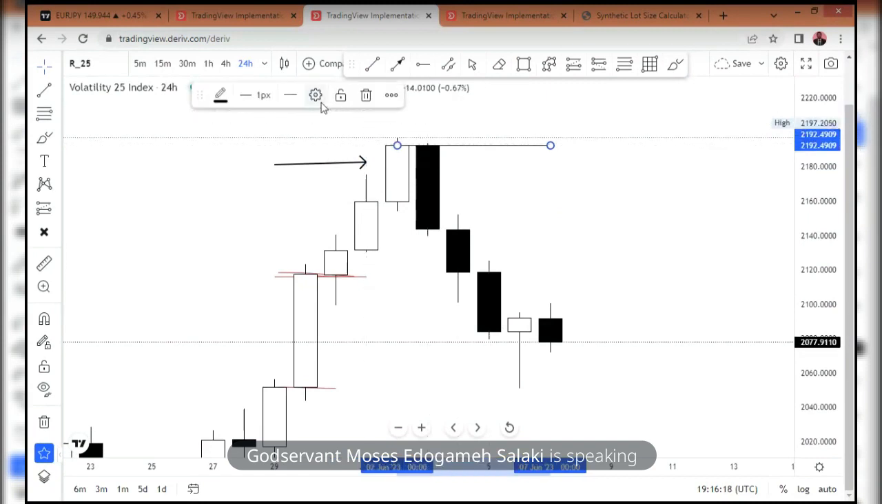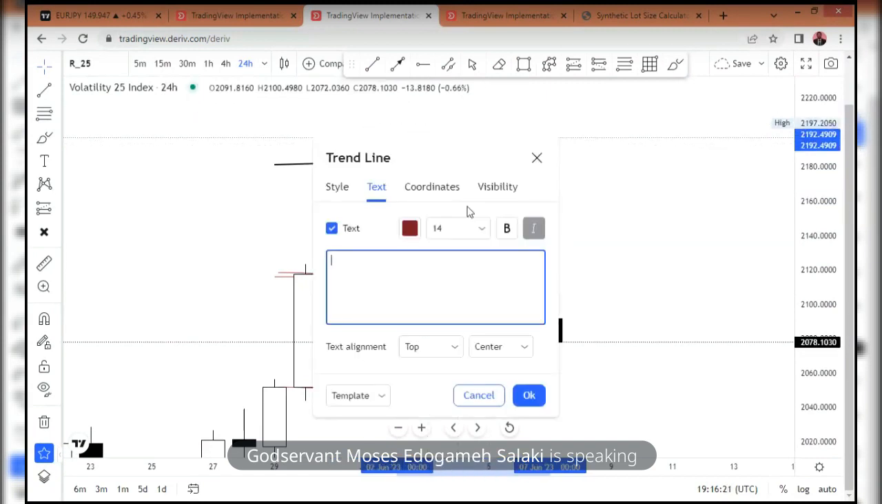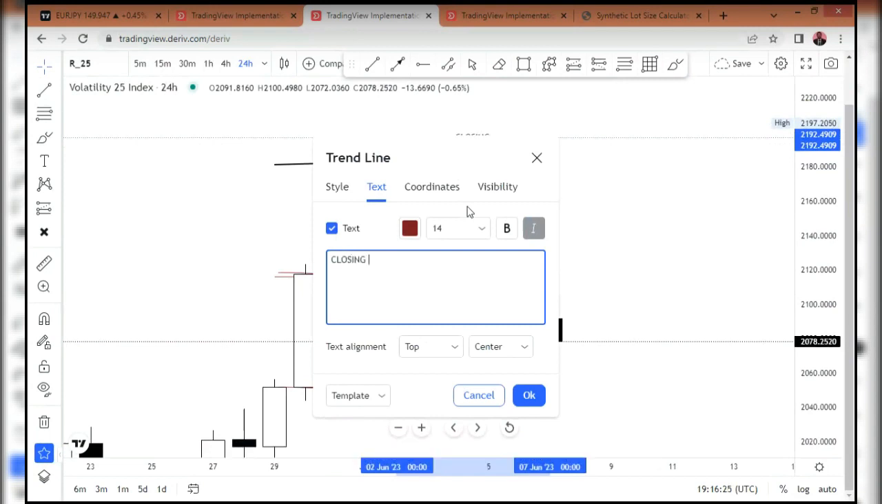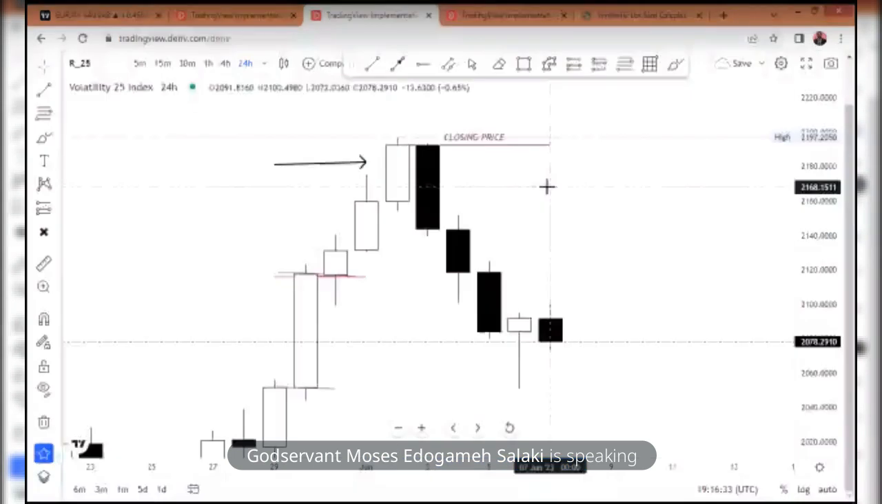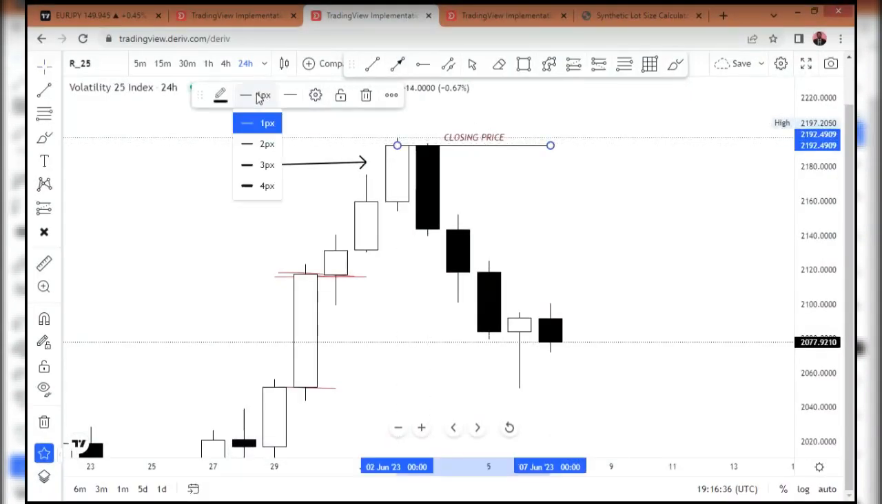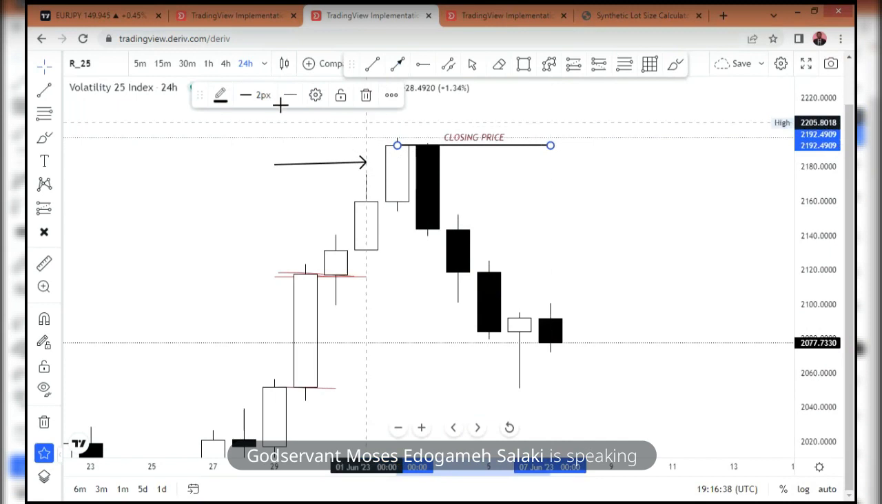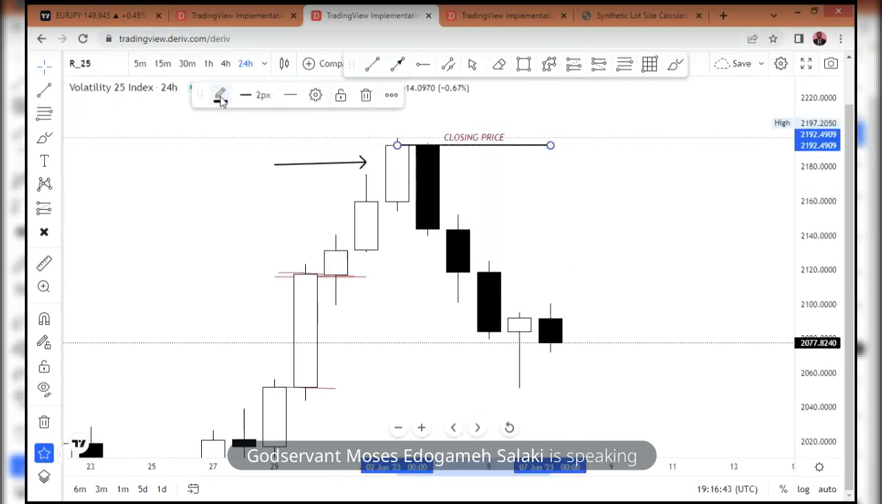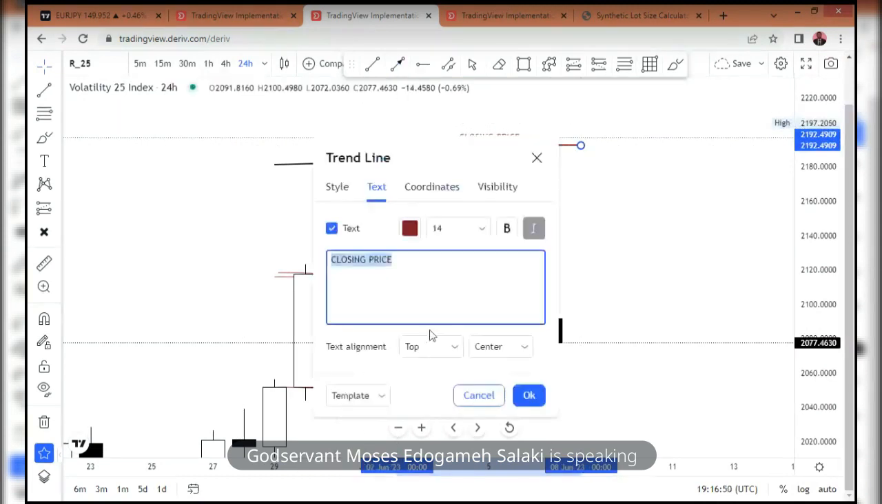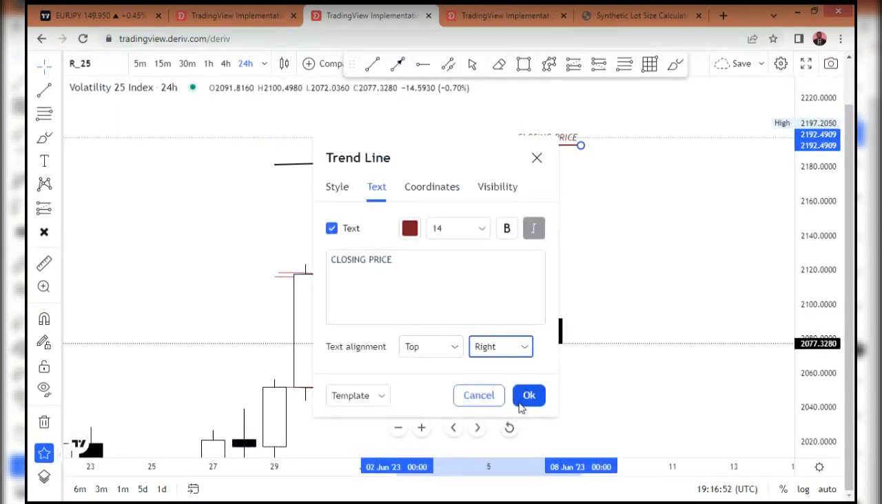Let me write on it. Just spot the closing price. It's the closing price I want to talk about. So this is the closing price. I would love to make that big, or let me change the color to red, so that I can easily spot it. All right, something like this.